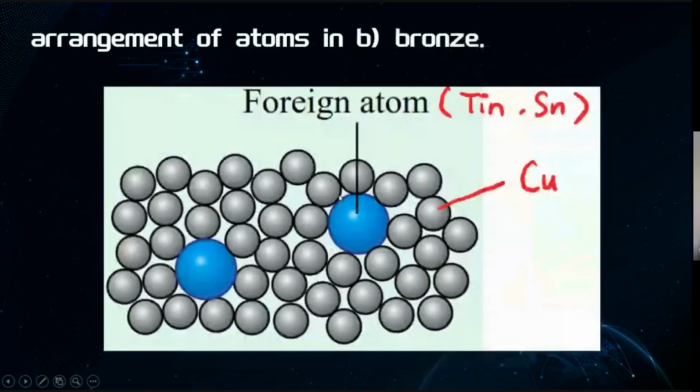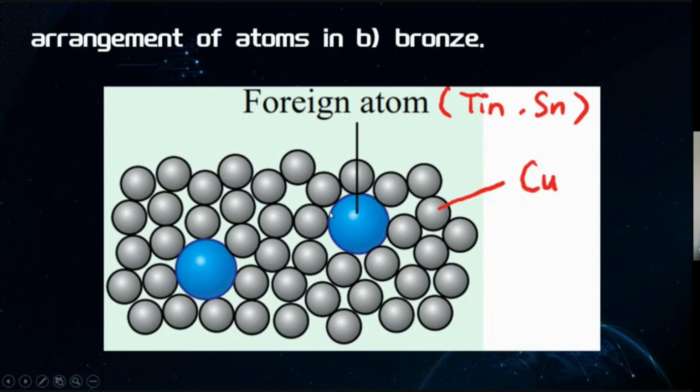Then for the alloy, like say in the bronze. Bronze has foreign atoms, that is the tin, under bronze, tin. Then this one is copper. Then the foreign atoms have a different size. You have to mention the different size of the foreign atoms.